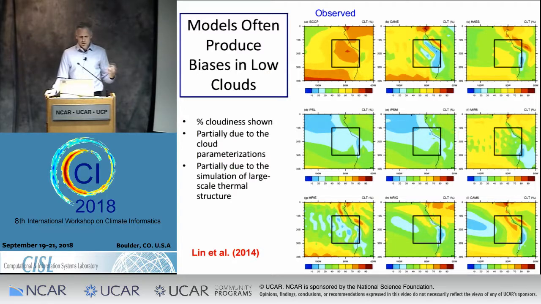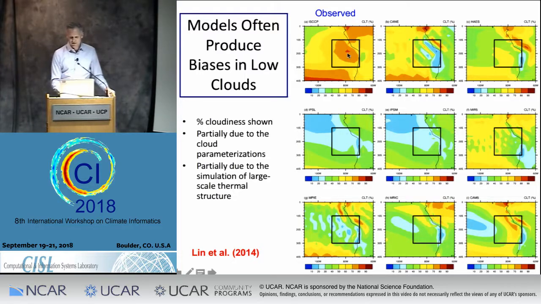So how well are clouds simulated in models in these low cloud regions? It turns out not terribly well. This is a plot by Lin et al. 2014 showing the observed percent cloudiness from a product called ISCCP. You can see here, and this is the coast of South America right here, that I'm pointing out with my cursor, that low clouds cover something on the order of 70 to 80% of the area if you took a grid box, for example, off the coast of South America.